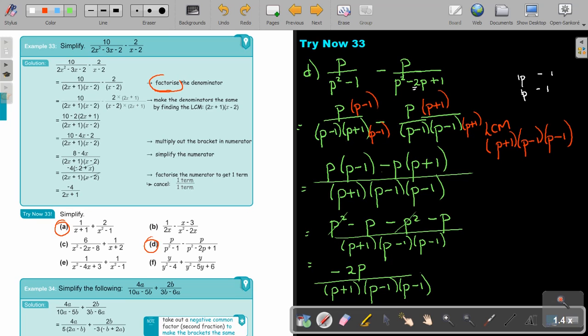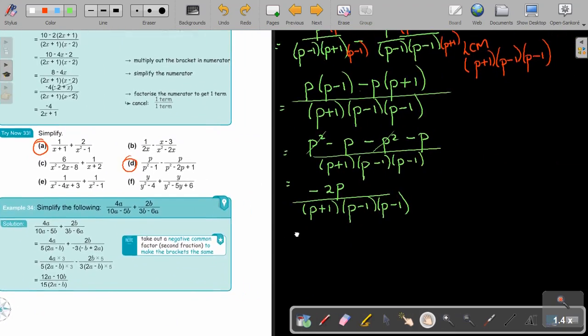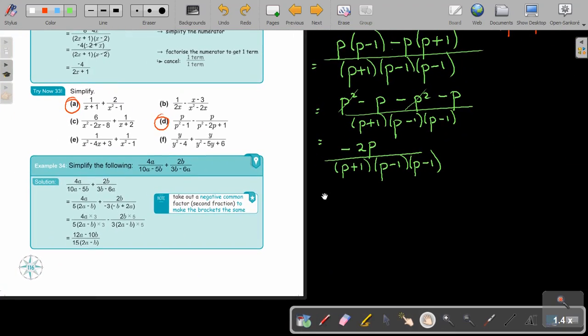Okay, and that will be your final answer. It's not so difficult. As long as you do one or two, you are going to get the hang of that kind of sums. Okay, let's move on to the last example in this video. And this is example 34. I'm just going to move it up a little bit and explain it to you.